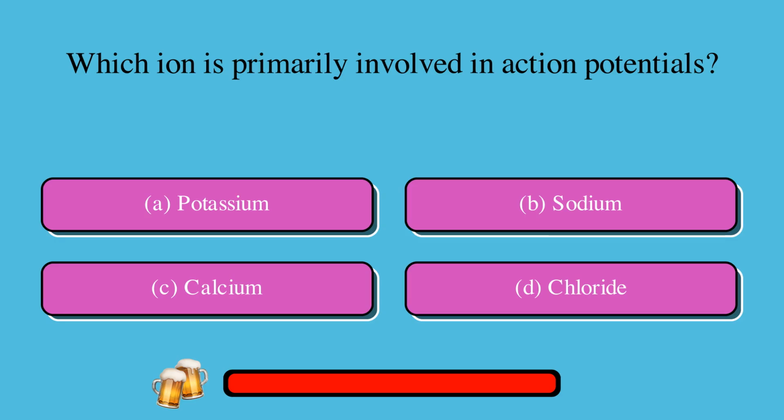Which ion is primarily involved in action potentials? A. Potassium, or B. Sodium, or C. Calcium, or D. Chloride. The correct answer is B. Sodium.